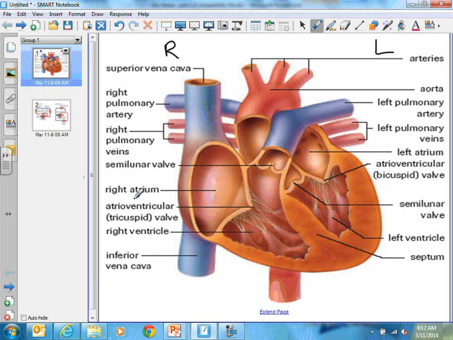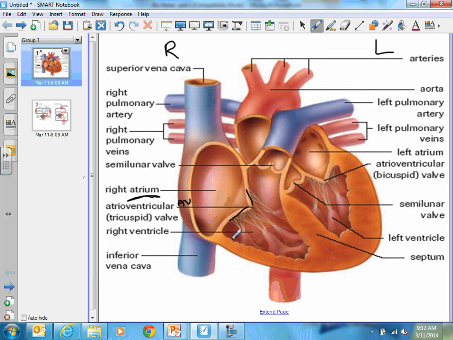Blood always enters into the heart through an atrium. Okay, atrium is an upper chamber. It's much thinner than the bottom chamber, the ventricle. So from the atrium, it passes through a valve, the atrioventricular, sometimes just called an AV valve. And this is what's separating the two chambers.